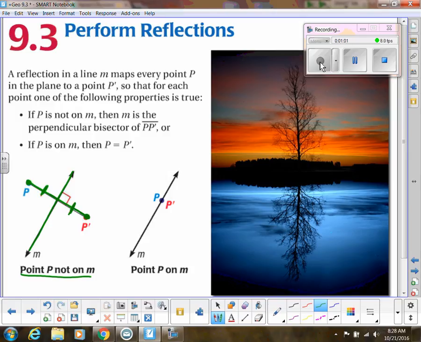Okay, now if P is actually on the line of reflection, then P prime is the same thing as P. Please make sure to write that in your guided notes. So you should be filling in this part and then this part.